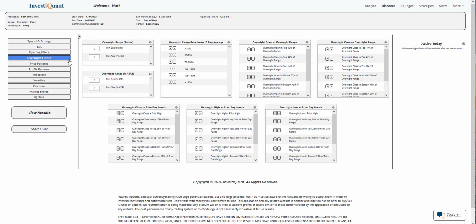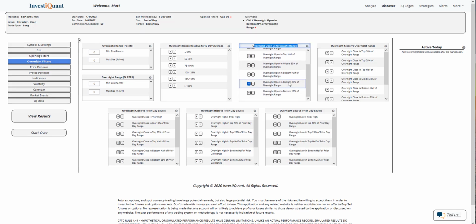And this could change by the time we actually open, but right now we're seeing an overnight session that has basically lifted the entire session. So we've got a little over 50 points of range. We opened near the lows, and we are currently trading right up near the highs of the overnight session. So I'm going to describe that by going to overnight open versus overnight range. I'm going to scroll down. I'm going to hit equals next to overnight open and bottom 25% of the overnight range.